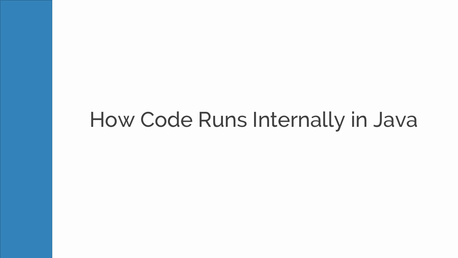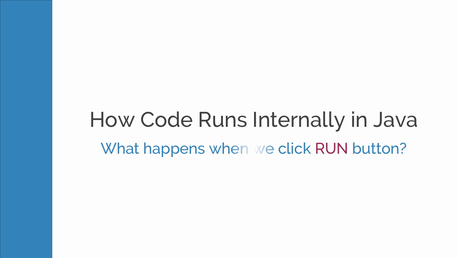Now before we proceed further, let us check out how a particular Java code runs internally. That is, what happens when we click on the run button. For that purpose, we need to first understand a few terminologies, such as what is a JVM, JRE, and what is a JDK. Now first, the JVM stands for the Java Virtual Machine.